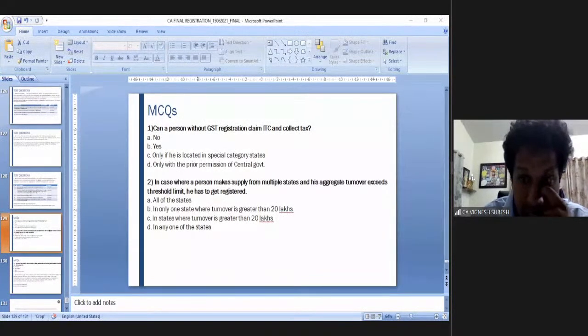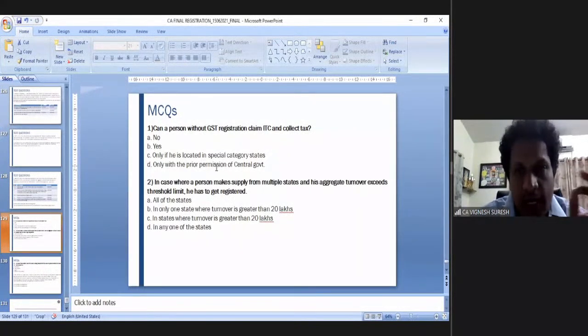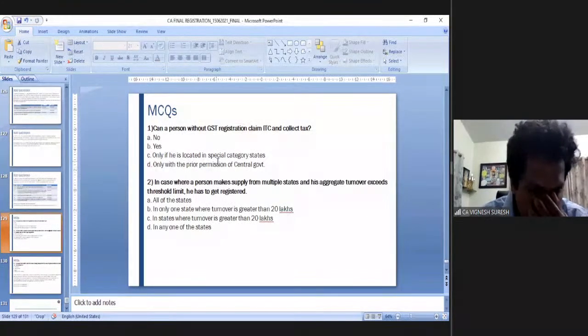If he sends his goods to another state, is that included in aggregate supply? Yes, very much, because the moment he sends it to the other state, that means he has a registration in the other state also. So therefore, the registration will be taken in the aggregate turnover. So for the first question, he cannot claim the ITC and collect the tax because he does not have the GST registration. Only if you have a GST registration, you have the authority to collect the tax and claim the input tax credit. Second one, in case where a person makes supplies from multiple states and his aggregate turnover exceeds the threshold limit, he has to get registered in all the states, in only one state where turnover is greater than 20 lakhs, in states where turnover is greater than 20 lakhs, in any one of the states.